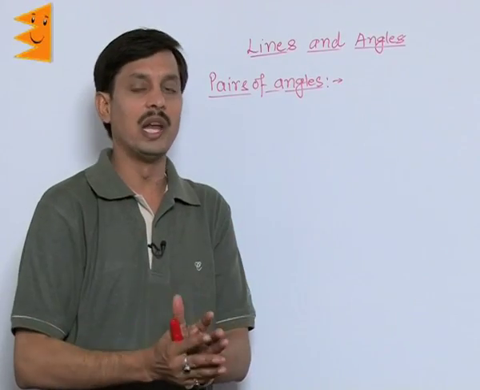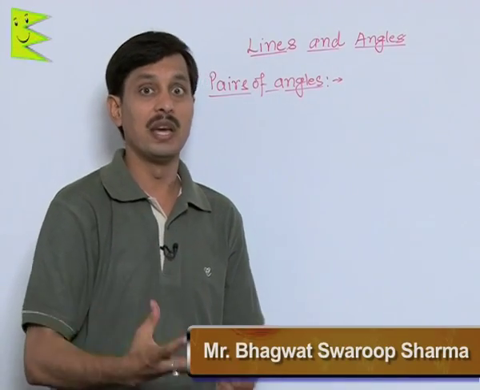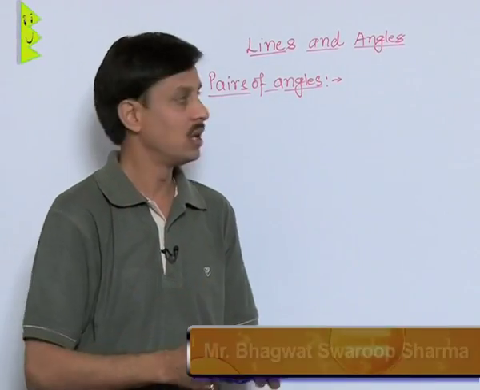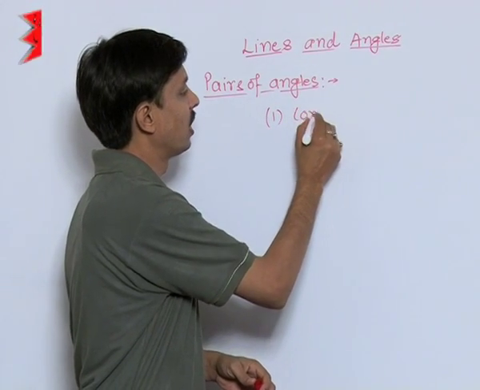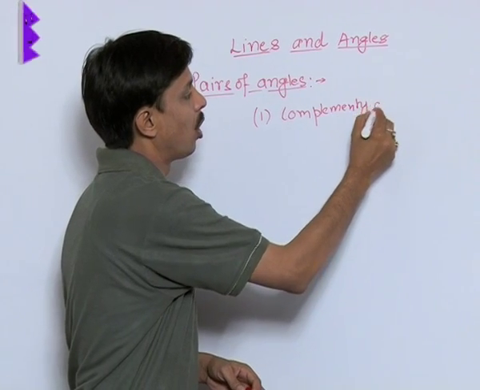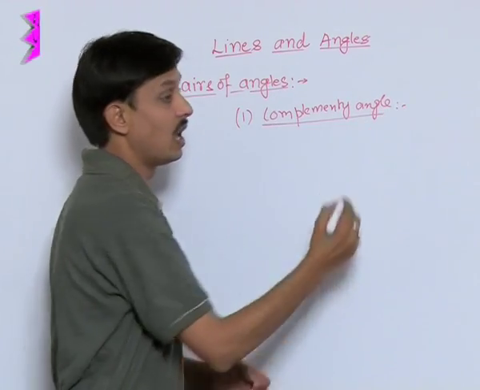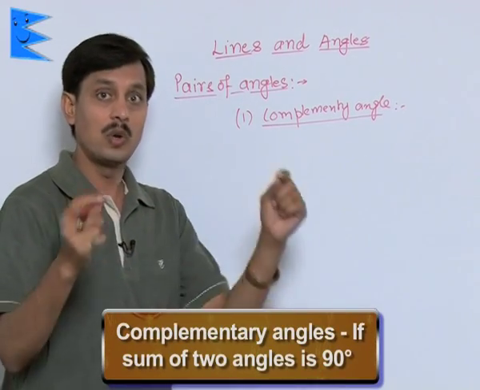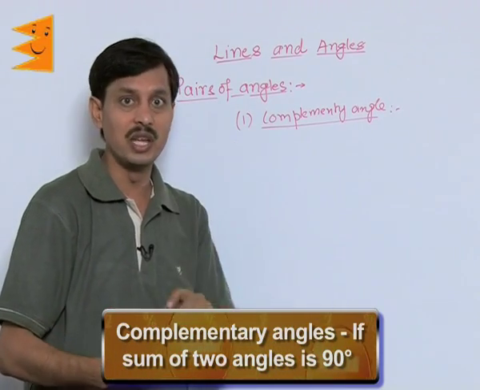Now I want to tell you what are the pairs of angles. What type of pairs of angles exist? First I want to tell you what is the pair of complementary angles. Complementary angles, or pair of complementary angles, means if the sum of two angles, that is, the sum of their degree measures.